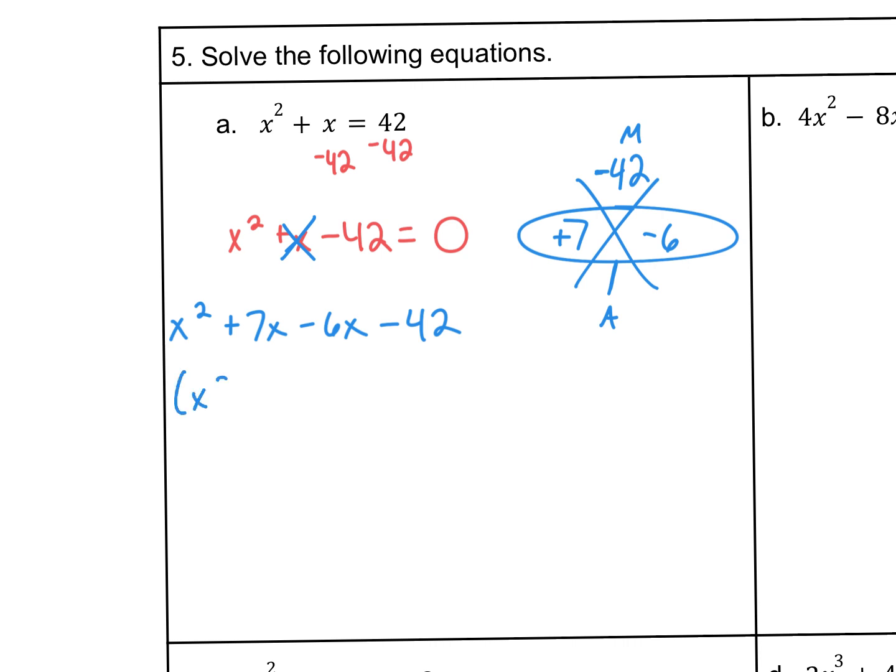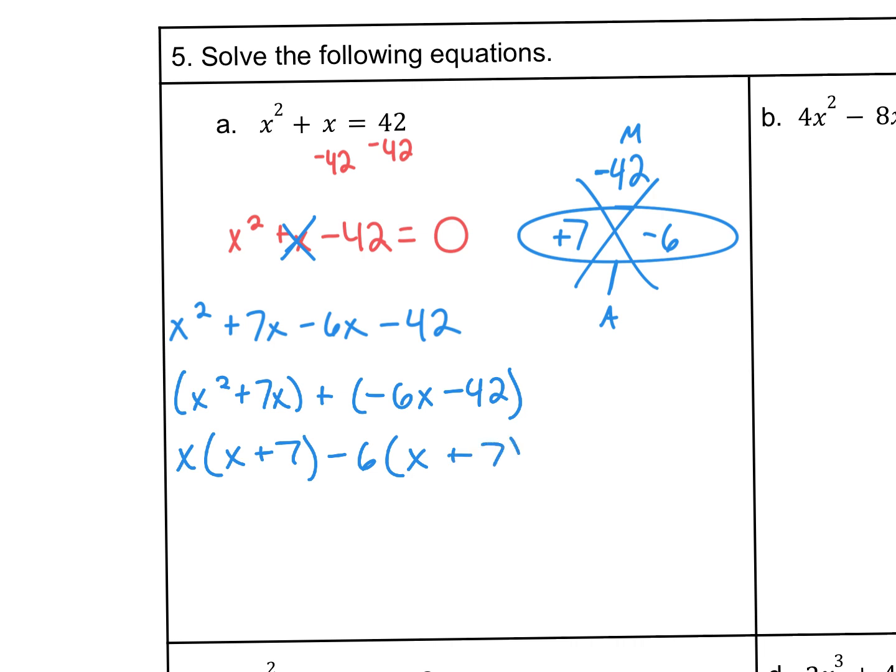So, first 2 terms in one set of parentheses, plus sign, last 2 terms. X squared and 7x both have x. When I take that out, I get x plus 7. Negative 6x and negative 42 both have a negative 6. When I take that out, I get x plus 7. My parentheses match. That means I'm smart. So my last 2 factors are x minus 6, x plus 7 equals 0.